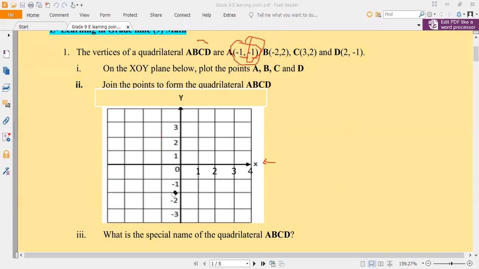So allow me to do that. Okay, so let us plot them. The first point is 1 comma -1, and it's definitely at that point. That is 1 comma -1.